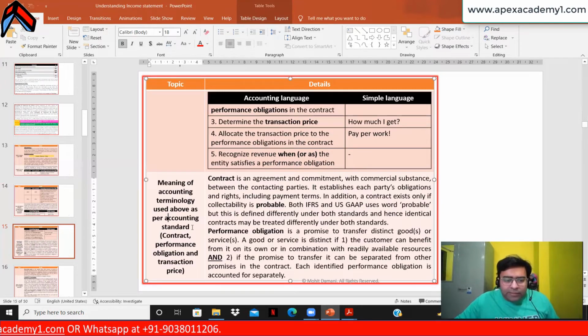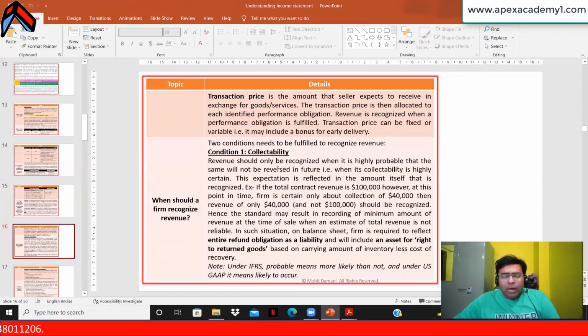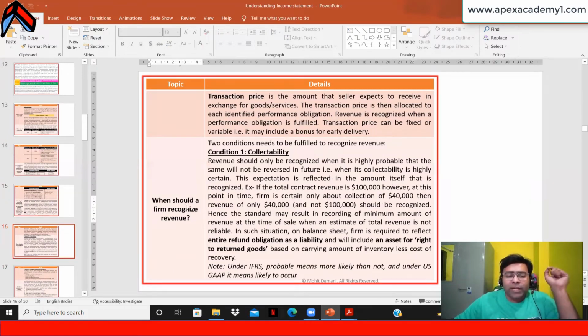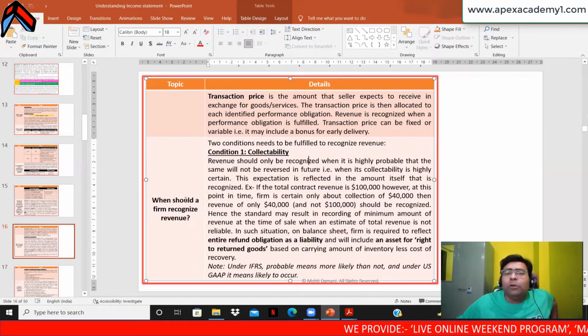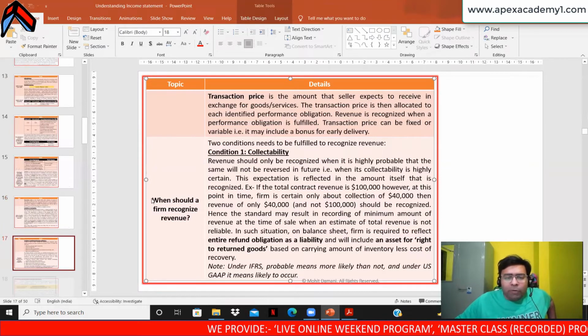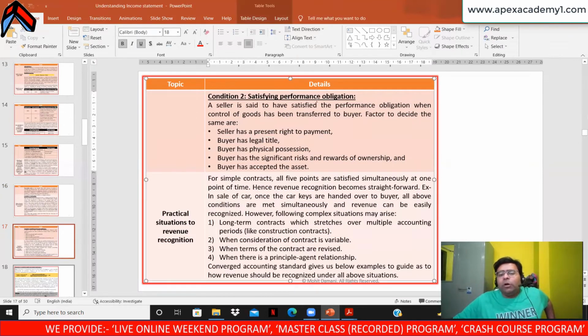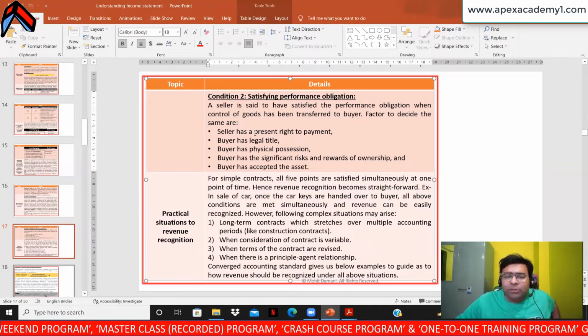Okay, next is contract, and these definitions of contract you can go through. Condition 1, when should we recognize the revenue? Important thing, number 1, collectability has to be there. That means it is highly probable that you will receive the money. Suppose there is a debtor from whom you are expecting money, but you don't believe that person will be able to pay because he is bankrupt. In that case, collectability is uncertain, and you should not recognize the revenue. Number 1 is collectability. Number 2 is all the performance relating to that condition should be satisfied.